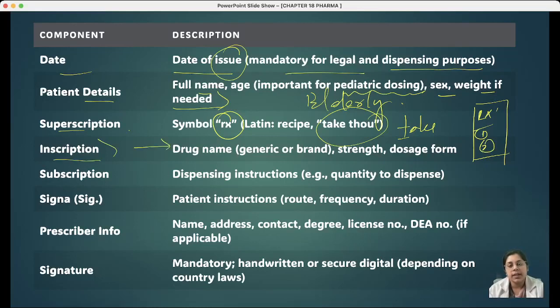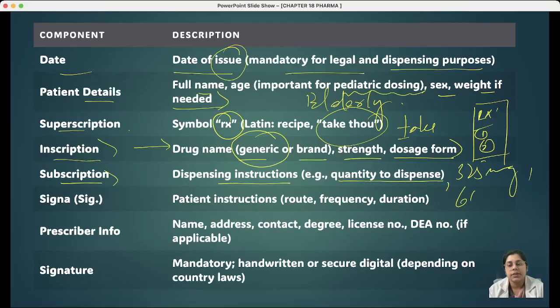Inscription means the drug name, generic or brand. Mainly we use the generic name. We have studied it in the previous chapters. And strength of the dose, dosage form. Subscription is the dispensing instruction, that is the quantity to be dispensed. That is 325 mg you have to give, or 600 mg you have to give, or 2 ml you have to give of any liquid drug.